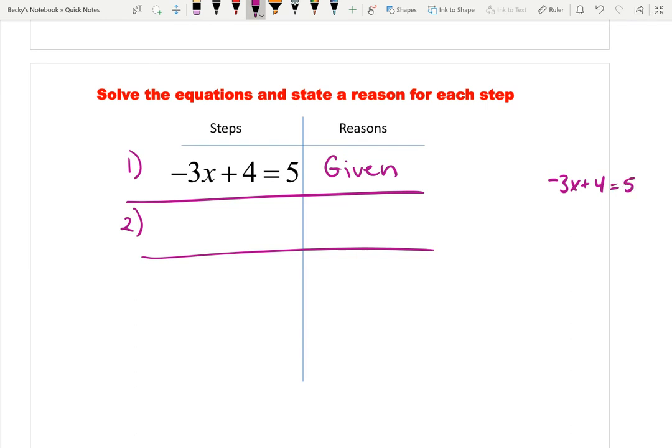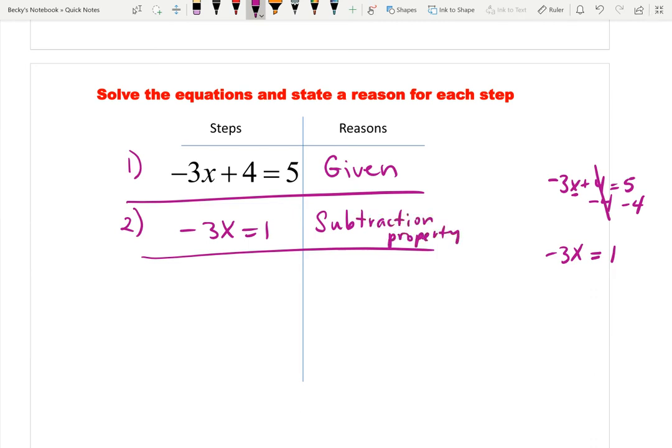So how do you solve this? Well, you're solving for x, so you're going to subtract 4. So what's left? And that's what goes into your step. So negative 3x equals 1. So then you're going to say, what property or what's the reasoning that I'm allowed to do this? Well, you subtracted. So remember, don't write sub. So you write subtraction property. That is your reason.